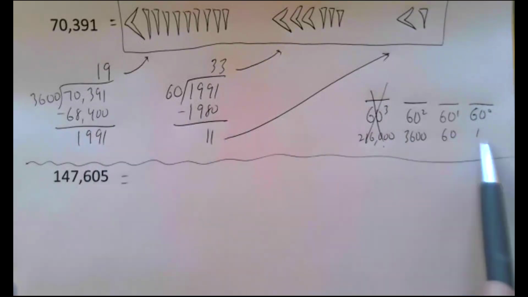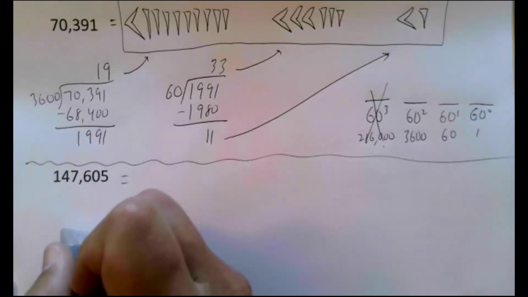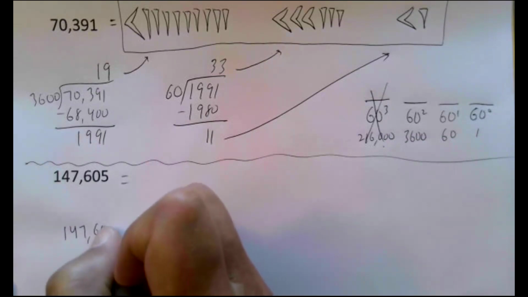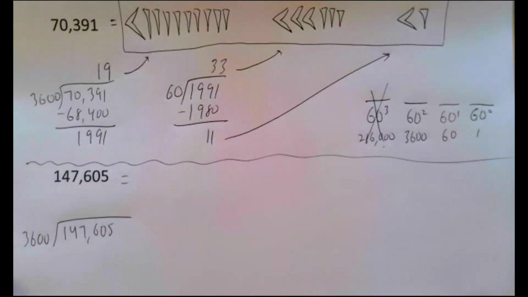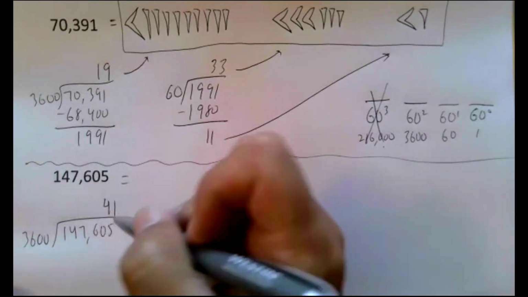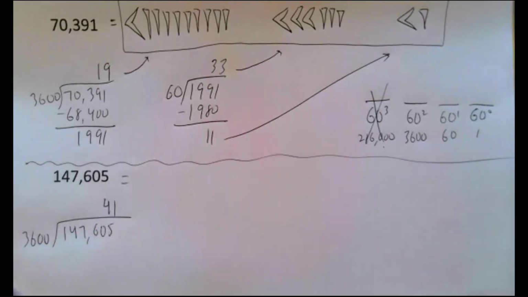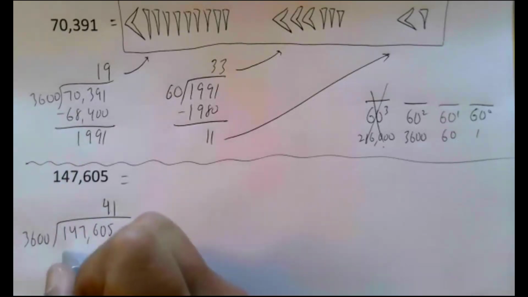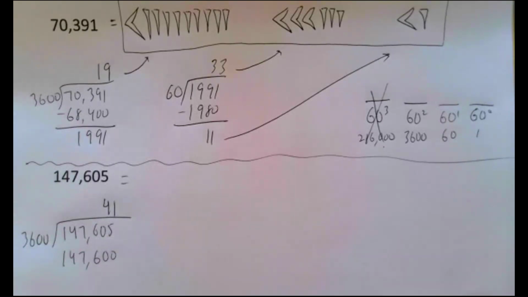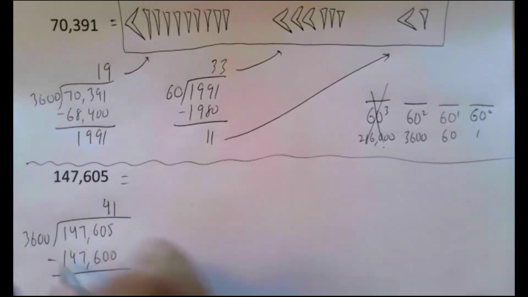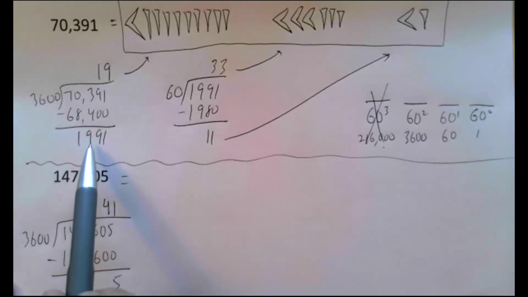There's going to be two long divisions going on here. So I'm going to take 147,605 and divide by 3,600, exactly like we did up top. 147,605 divided by 3,600 is 41 point something. Just take the 41, ignore the decimal. Go 41 times 3,600, that's 147,600. Subtract, we get 5.